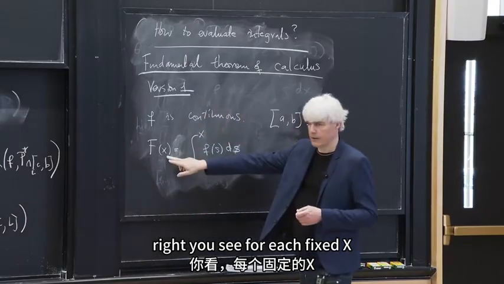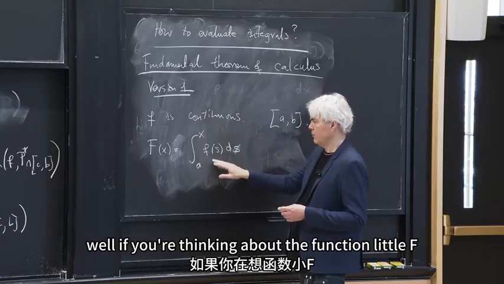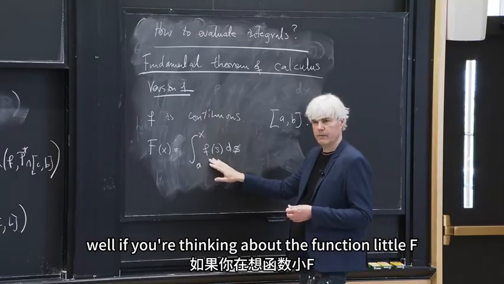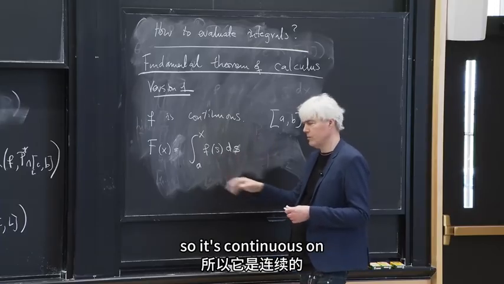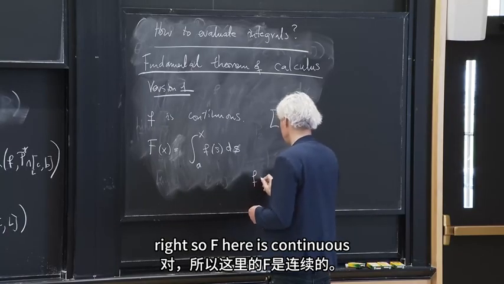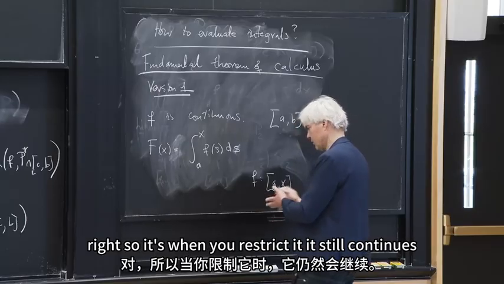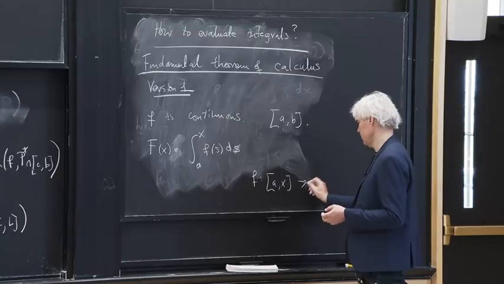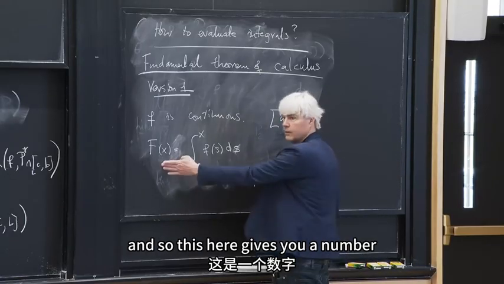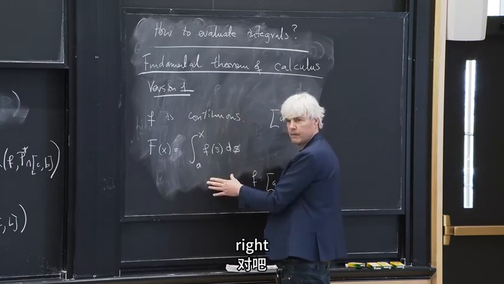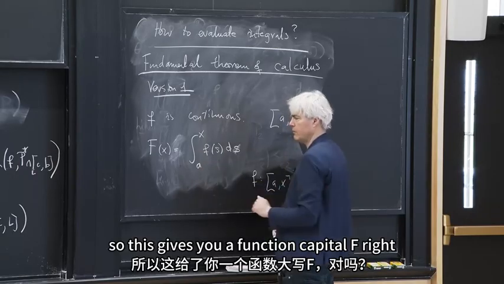You see, for each fixed x in the interval, if little f is continuous on the whole interval, then it is continuous on the interval from a to x, since when you restrict it, it's still continuous. So this means that it's integrable, and this gives you a number. And so for each x, you can think about this number here. So this gives you a function capital F.